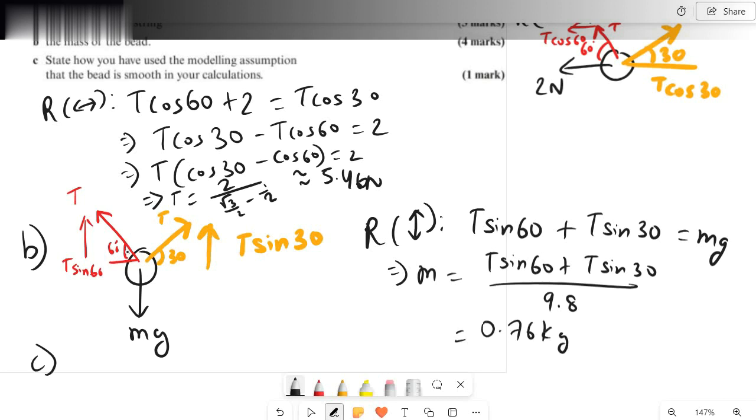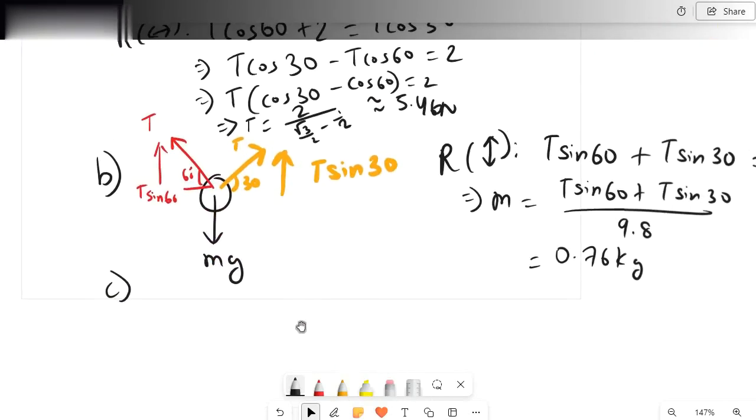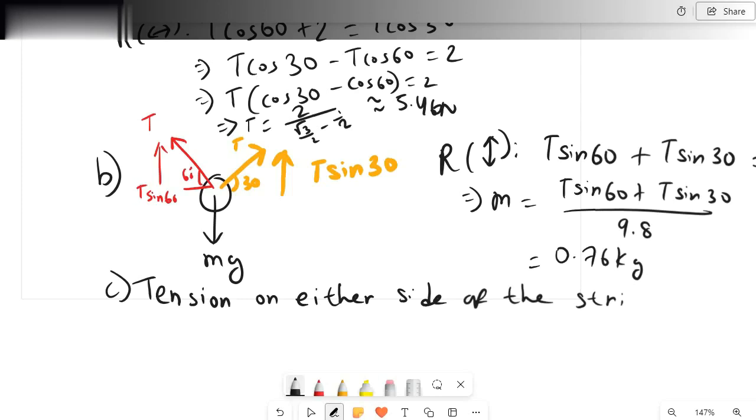For part C, we have to state how we use the modeling assumption that the bead is smooth. So in our case, we have seen that the tensions on either side of the string are equal, meaning that there must be no friction between the bead and the string. So this is how we manage to use the assumption that the bead is smooth. So therefore, the tension on either side of the string is assumed to be the same.